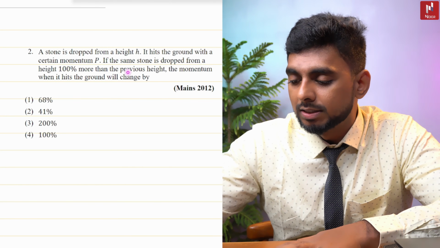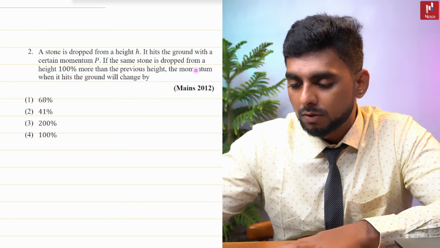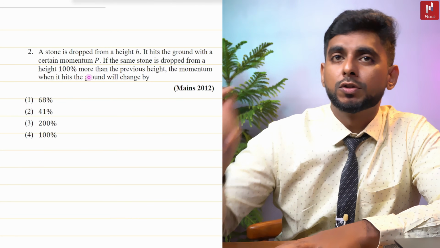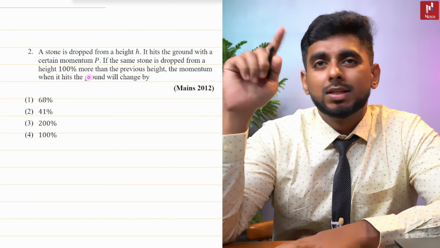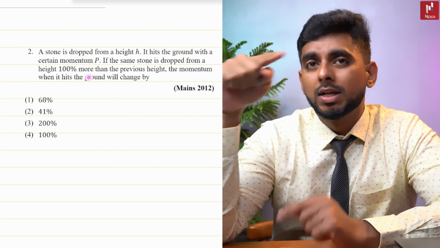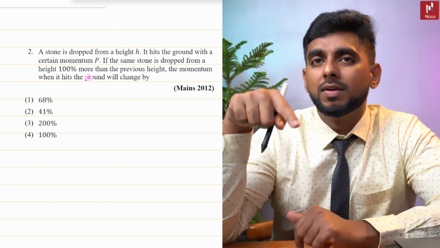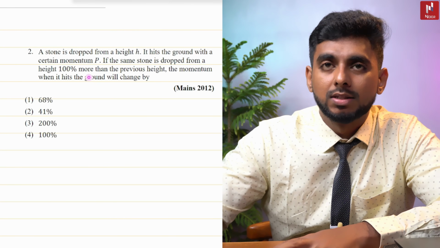Then the second condition is, if the same stone is dropped from a height 100% more than the previous height. So in the second case, I'm going to drop it from a height equal to 2h, which means double the initial height. So that is 100% more than the previous height. Obviously you should get this.